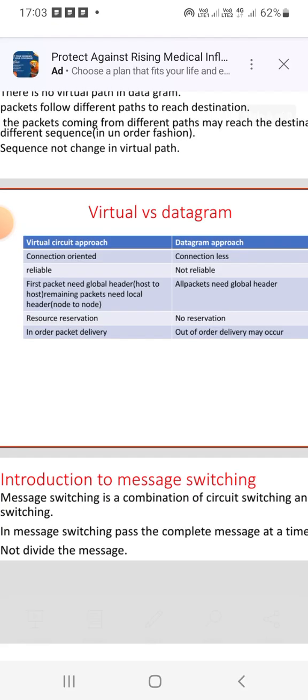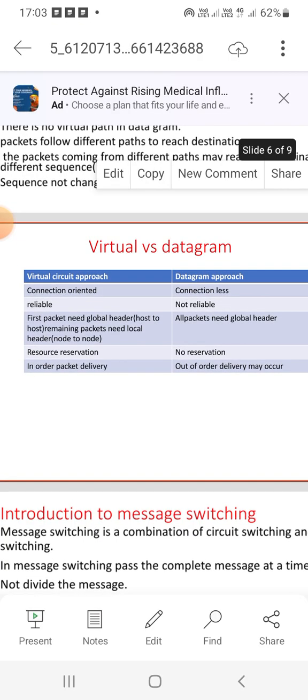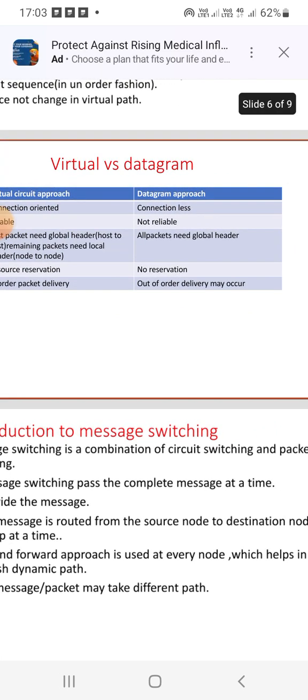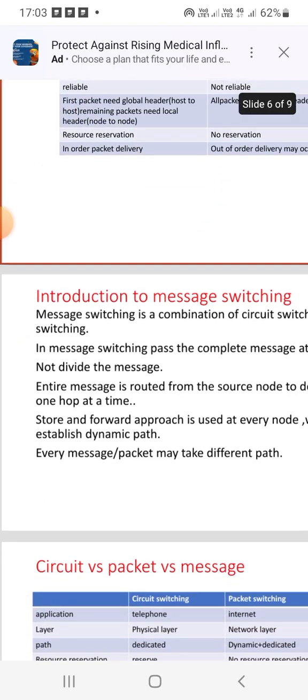In the virtual circuit approach, resource reservation is available: CPU, bandwidth, everything is reserved. In the datagram approach, no reservation takes place. In the virtual circuit approach, packets are delivered in order, since all follow the same path and are received by the receiver one by one in sequence. In the datagram approach, each packet follows a different path, so they reach the destination in unordered fashion and out-of-order delivery may occur.